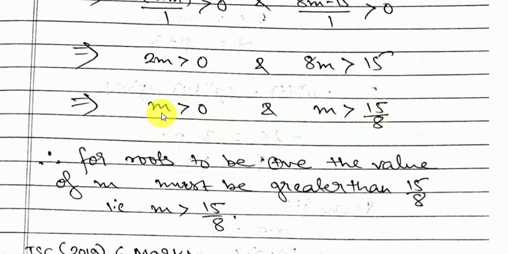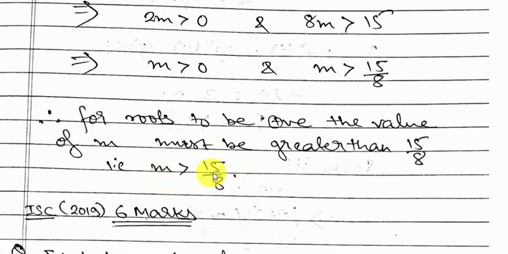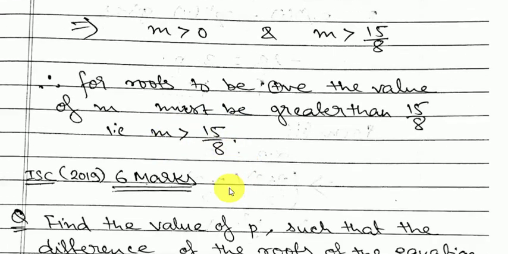So we will take those values of m which will satisfy both of these. Linear inequation of class 10, you have to recall that. You can see that if I take m something greater than 15 upon 8, then that will be greater than 0 also and greater than 15 upon 8 also. So the quadratic equation will have both roots positive if m is greater than 15 upon 8. So this m should be anything greater than 15 upon 8.